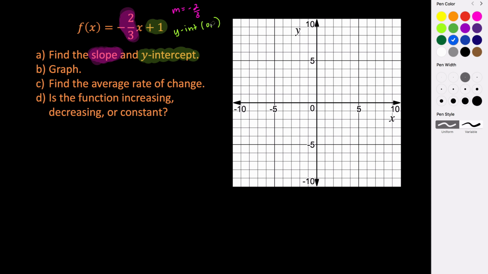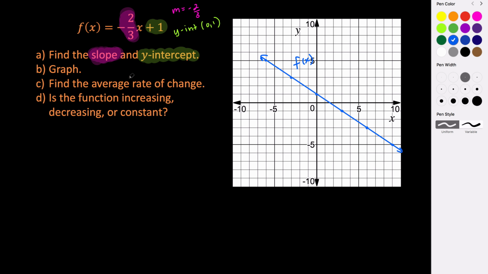So again, let's graph it. So we plot the y-intercept and use our slope to find some other points. So the y-intercept is up here at +1. And then we can use the slope to go down 2, right 3, down 2, right 3, down 2, right 3, or we could have gone up 2 and left 3 and continue that pattern for a little bit, and then draw in our line. So this will be our line here. So this is our function f of x.